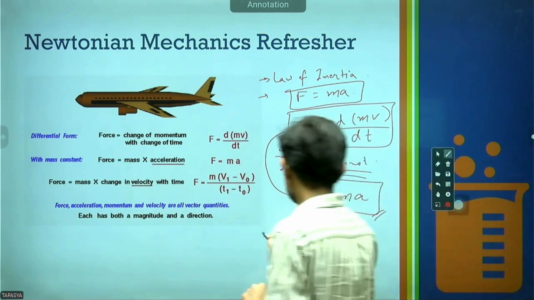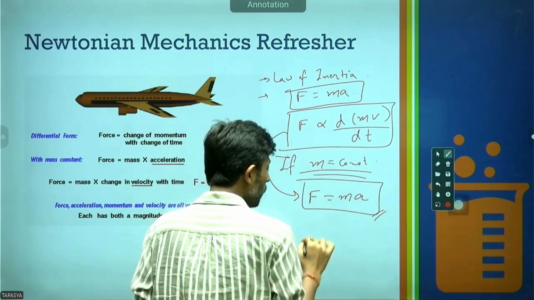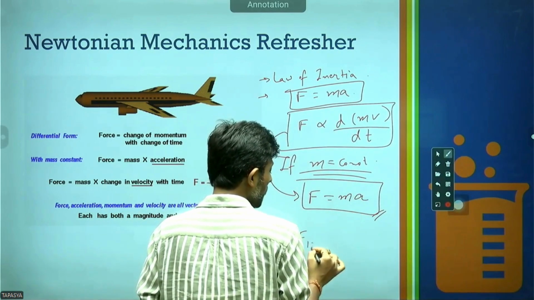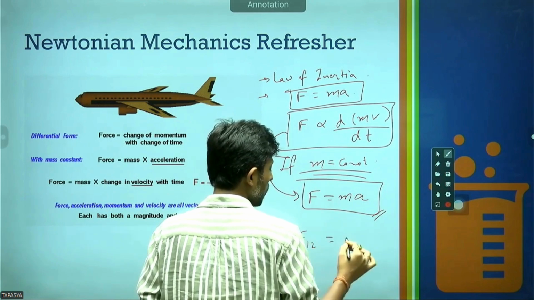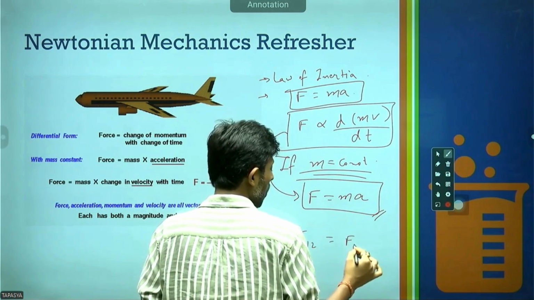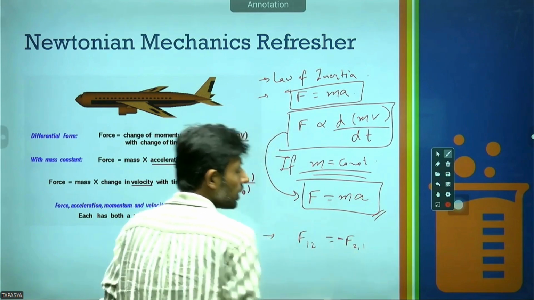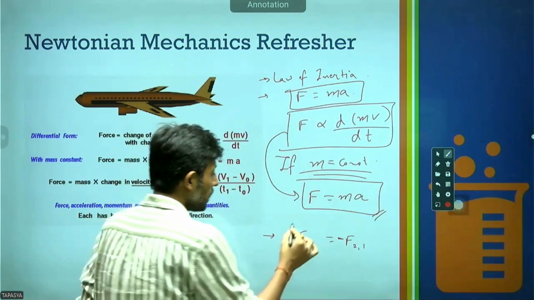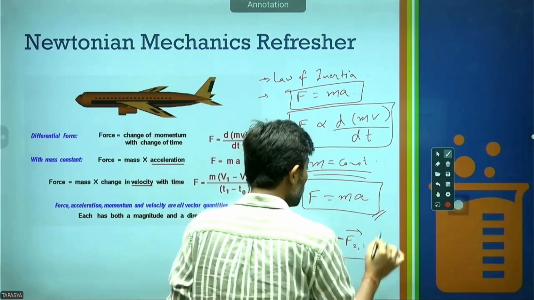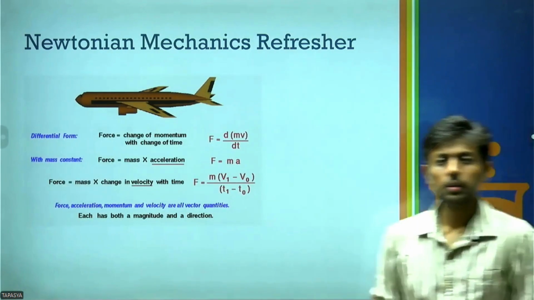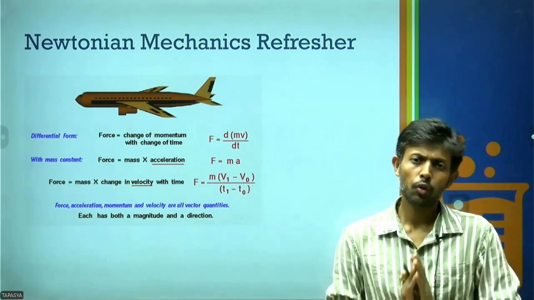And the third law all of us know is the law of action and reaction. So force on the first object by the second object is equal to force on the second object by the first object, but it acts in the opposite direction. Okay, so this is Newton's third law. But these things you've already studied.